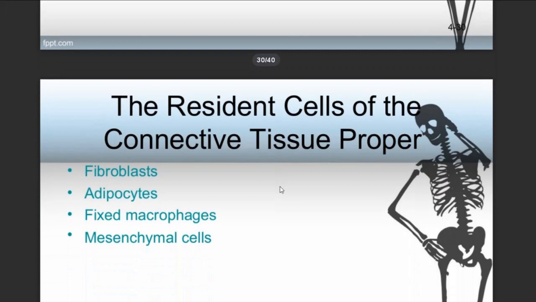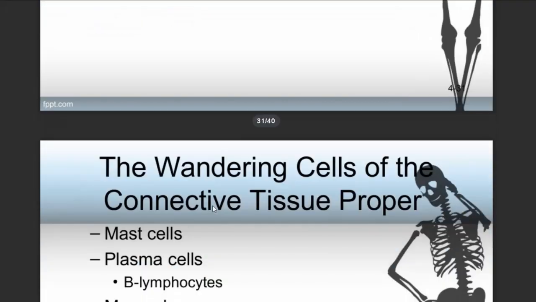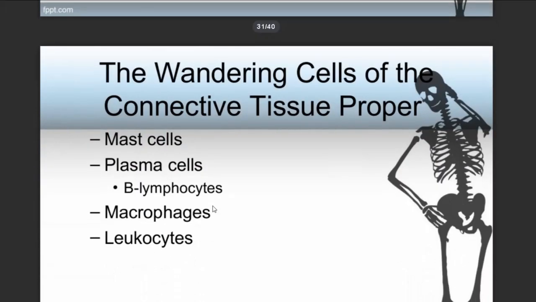The resident cells of the connective tissue proper. Fibroblasts, which form the collagen. Adipocytes, which store the fats. Fixed macrophages, which protect from any pathogen. Mesenchymal cells, the dividing cells of the connective tissue proper.